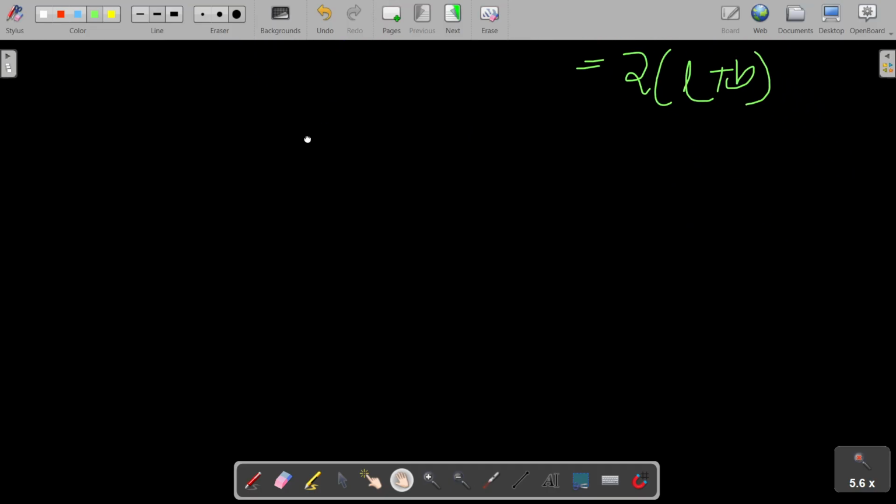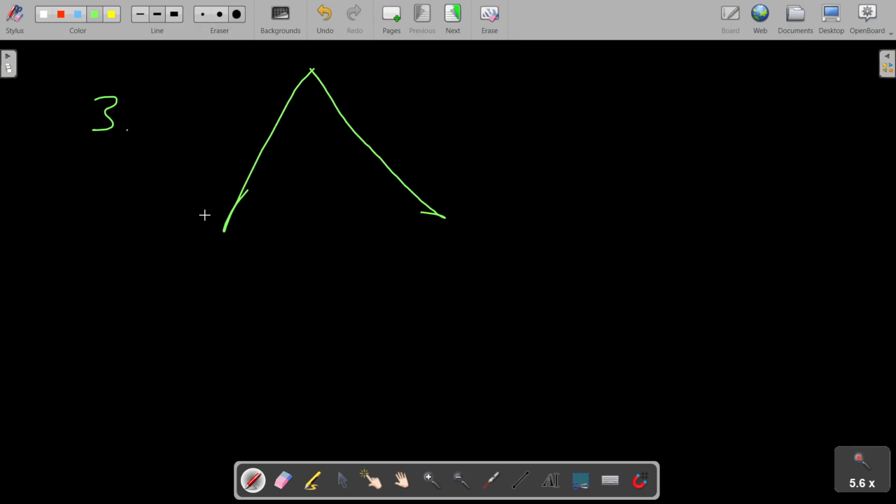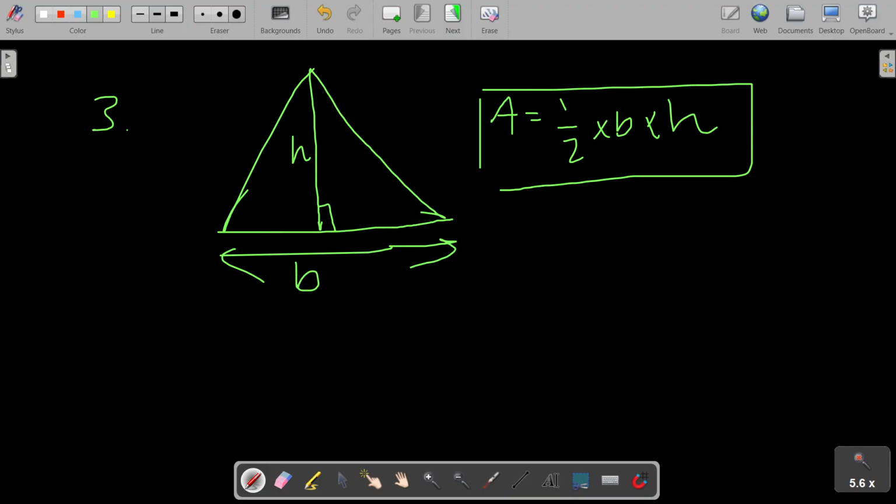Okay, so let's move on to triangles. Sorry, number 3. For a triangle, you don't need to remember anything. Just know this. This is the height of the triangle, and this is the base of the triangle. To find the area, we have the formula 1 by 2 times base times height. This is the area of the triangle formula.